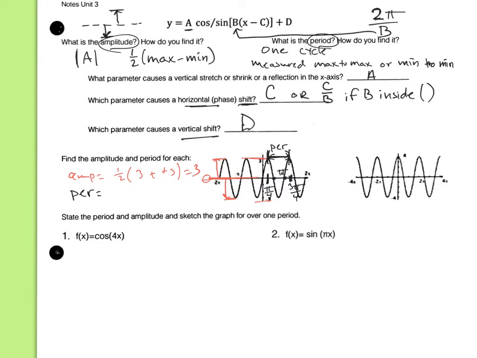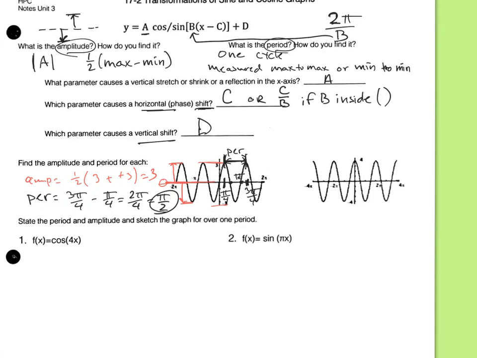So our period, of course, would be 3 pi over 4 minus pi over 4, which is 2 pi over 4, or pi over 2. The second one is a little bit easier, a little bit different. So again, the period, let's put this up here. It looks like it starts at 0, and the next time it's high again is right there, so we know that that's 2 pi. And then the amplitude, now that you have a better eye for it, from 0 up or from 0 down, the amplitude is 4. Amplitude is always positive.